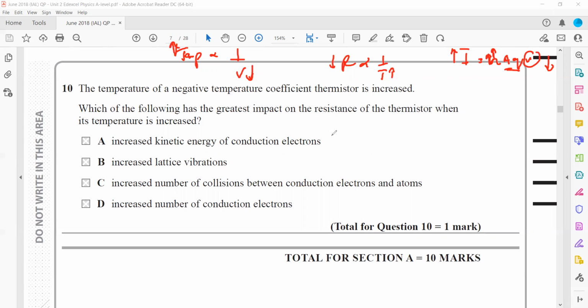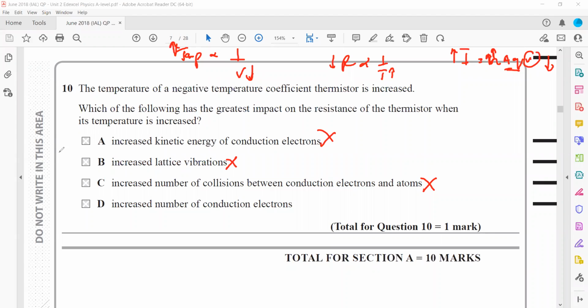Increases the kinetic energy, that's wrong. That will decrease. Increases the lattice vibration, you don't have lattice vibration here, it's for metal. Increases the number of collisions between conducting electrons and atoms, that is also wrong. That is again for metal.